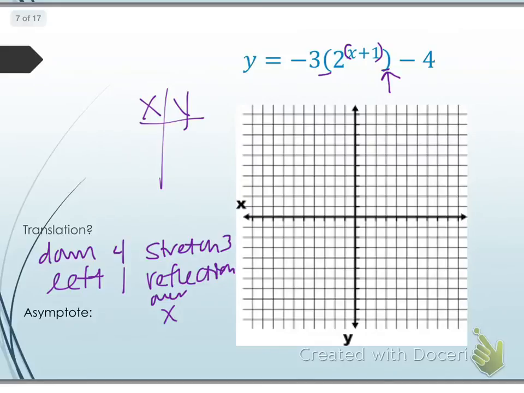You're going to press second graph to get the table. Okay, it looks like it's getting closer and closer to -4 this time. It's not crossing that -4 on my y, so that's where my horizontal asymptote's going to be.